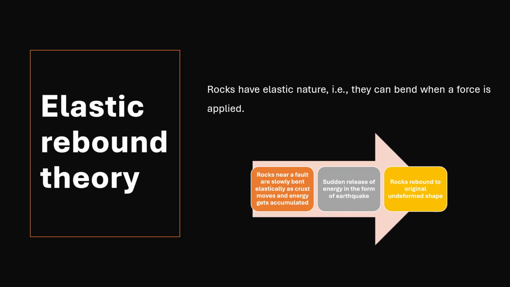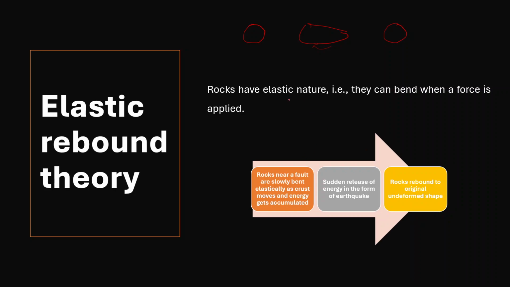So elastic, you have a rubber band in your hand. So initially, let's say it is in this shape, okay, and then you just stretch it in this direction. So the shape becomes something like this, and then you release it. So when you release it, it comes back like this. So that is basically what you understand by elasticity. So rocks have an elastic nature. So they can bend when a force is applied, and when that force is removed, they will tend to come back to their initial state.